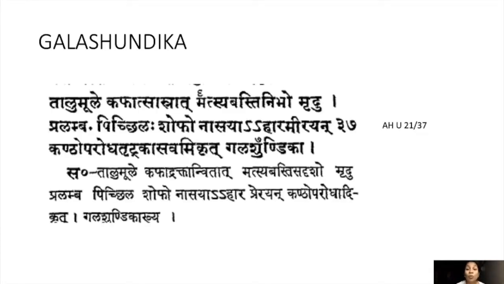Galashundika. Talumule kaphat asrak, mamsa basti nibho mridu, pralamba pichila shopho, nasaya aharam irayan, kanda uparodha trit kasa vamikrit galashundika. Talumule kaphat asrak. So in Talumula, this disease is happening. So it is mentioned both in Ashtanga Hridaya and Susruta Samhita. Talumule kaphat asrak. So here both kapha and rakta are getting vitiated.